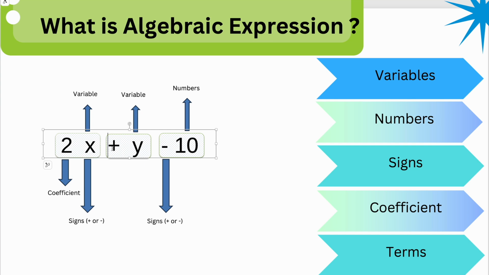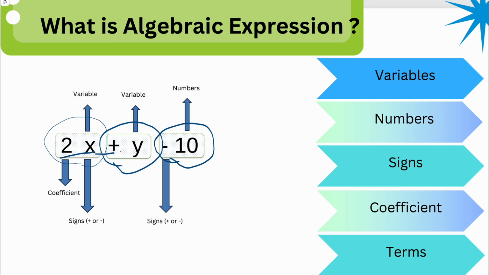Symbols, like with respect to sign, we have two symbols, plus and minus. So if we see, there are three different terms here. So 2x, this is one term. If I try to figure it out, 2x is one term because there is one plus symbol, and after that we have plus y, so this is again one term, and then we have minus 10. So there would be three terms. One is 2x, plus y, and minus 10.